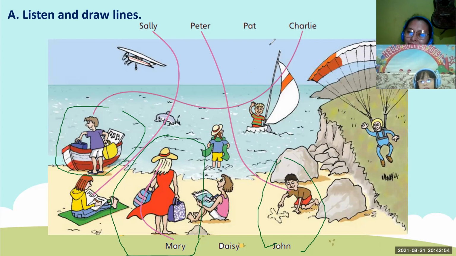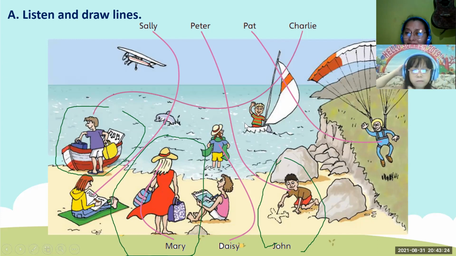Okay, very good. How about Daisy? You see a little... Okay, very good. And lastly, Pat. Oh yeah, where is Pat now? Okay, Pat is he's playing or riding a parachute. You like to ride like this.